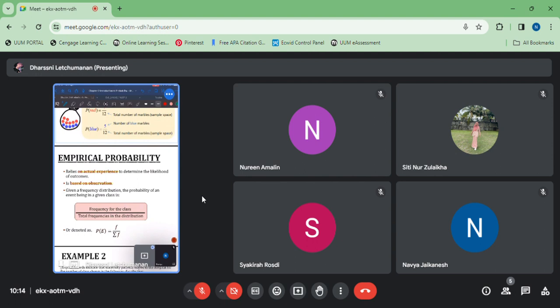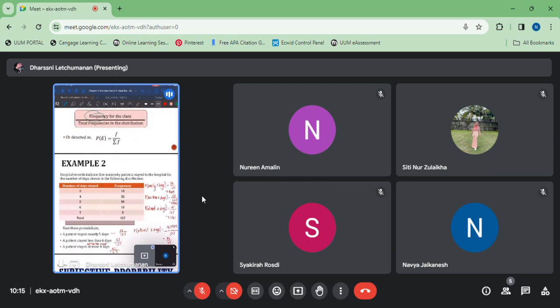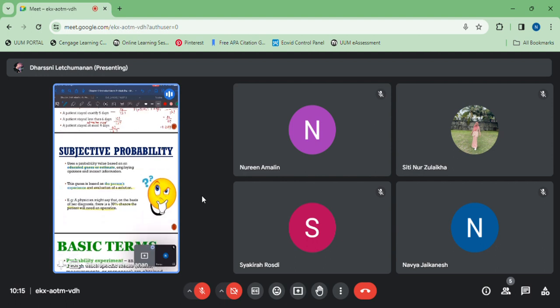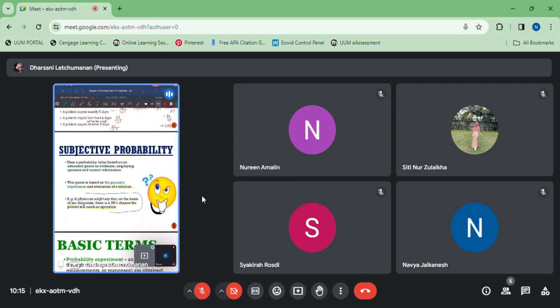7/12, 5/12. Meanwhile, empirical is based on observation and actual experience, and it relates to frequency. Frequency is like this, with so many numbers here and the days according to the variables. Subjective is more like guessing, for weather, or when they predict that all the ice will melt. It's all under subjective.